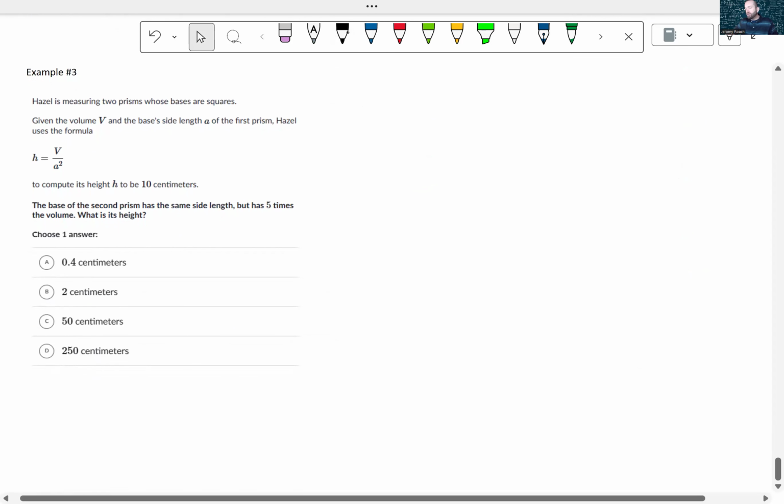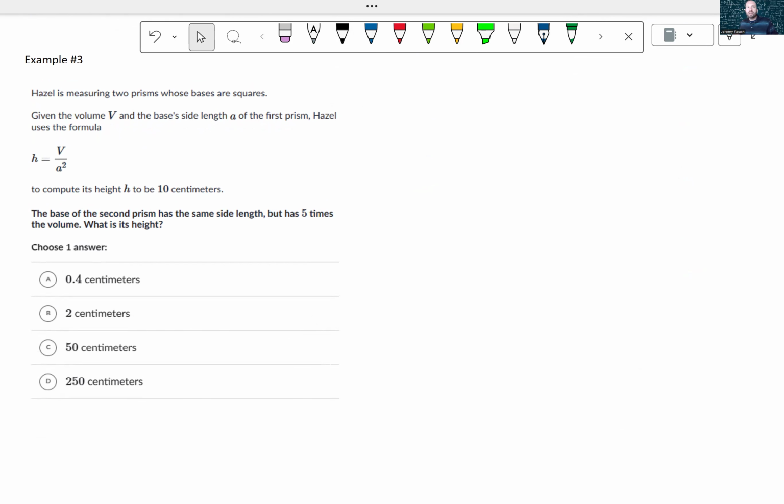All right, and here's our last one. This is a similar problem. Hazel is measuring two prisms whose bases are squares. We're given the volume and the base's side length A of the first prism, and Hazel uses the formula H equals V over A squared, and she computes the height to be 10 centimeters. So Hazel's initial formula, or her given formula, is 10 equals V over A squared. So that's her initial formula.